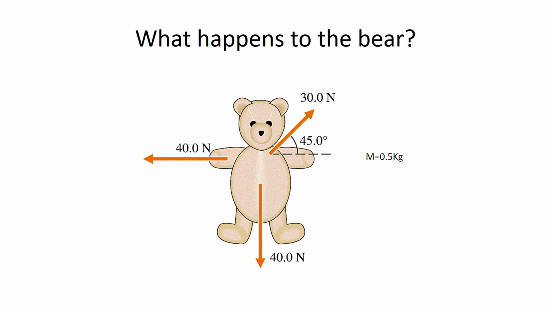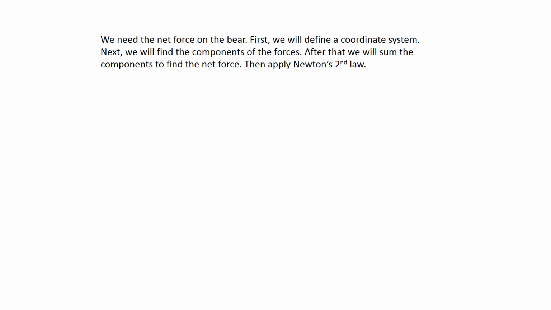In this picture, we have a small teddy bear with 3 forces acting on it. The 30 Newton force, which in this diagram is pulling up and to the right, the 40 Newton force, which in this diagram is pulling directly left, and a 40 Newton force, which in this diagram is pointing towards the bottom of the screen. We're given that the mass of the teddy bear is equal to 0.5 kilograms. In order to find the net force on the bear, we need to define a coordinate system, then find the components of our force vectors in that coordinate system, and then sum the components to find the net force.